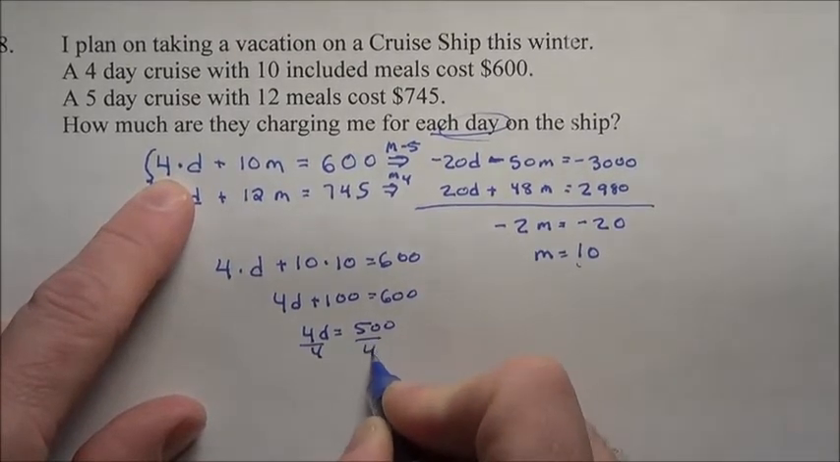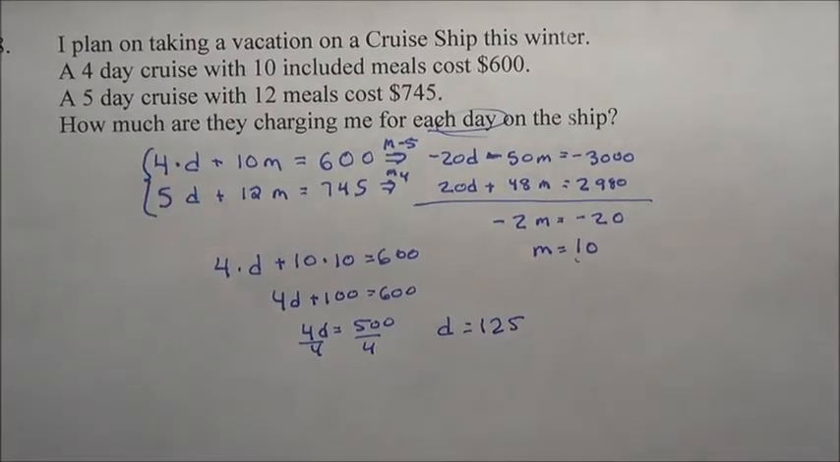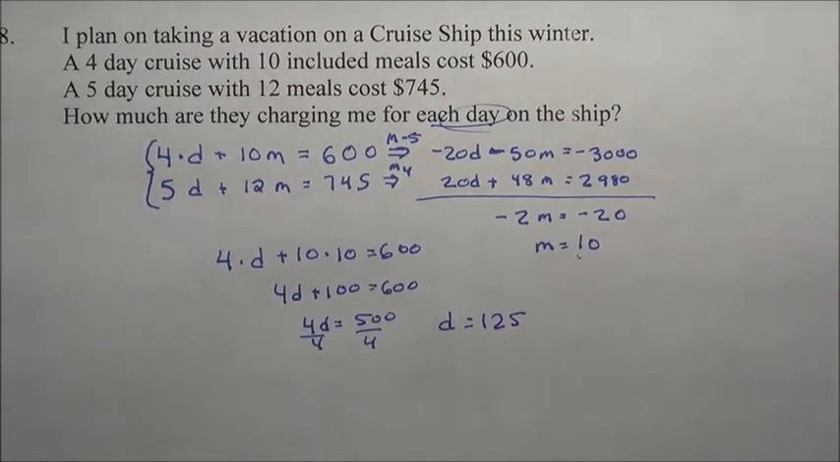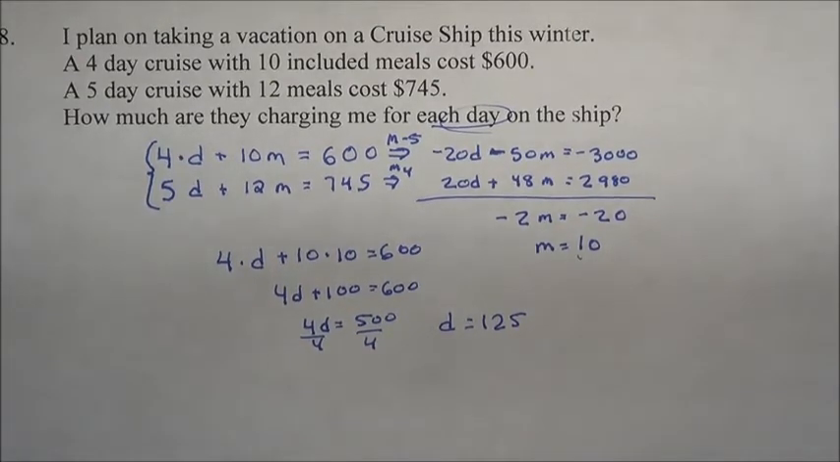And when you divide by 4, per day, $125. That's how much they're charging us per day. $125 per day to be on the ship and $10 for each meal. That is what that cruise ship is charging. Not a bad deal. I'd take it if I could find it, but can't find that in today's world.